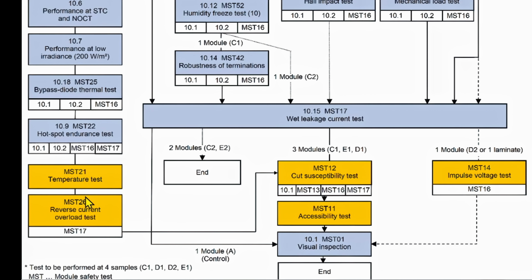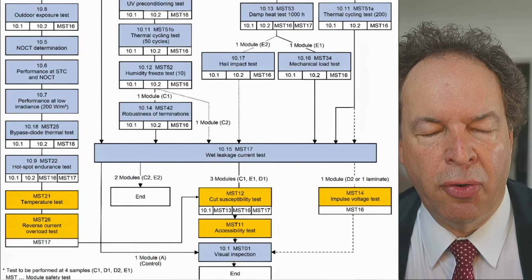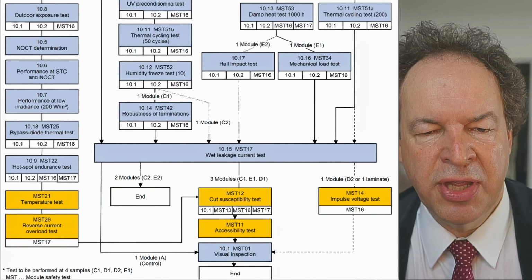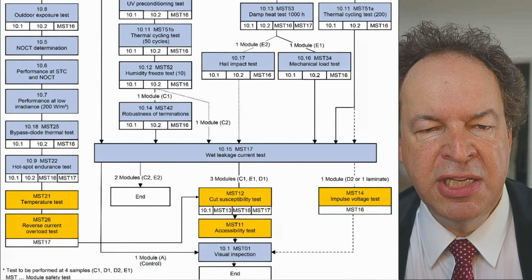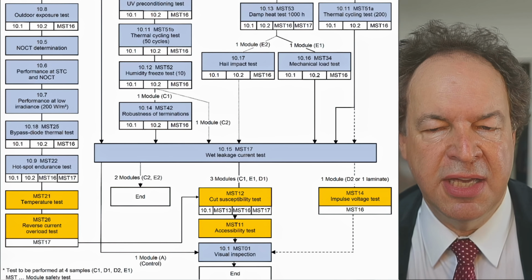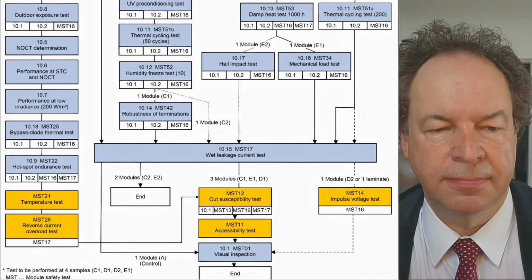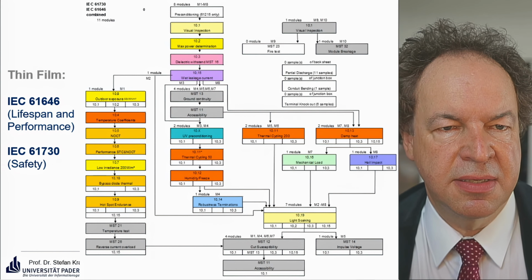Here also a temperature test and a reverse current overload test, and then a wet insulation test and a visual inspection. Then you go to the end. The requirements are that after all tests, you are not allowed to lose more than 8% of the STC performance. After each single test, you are not allowed to lose more than 5% of the STC power. So again, these tests here.